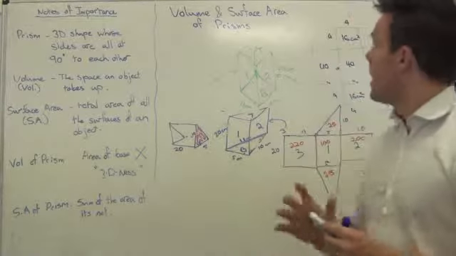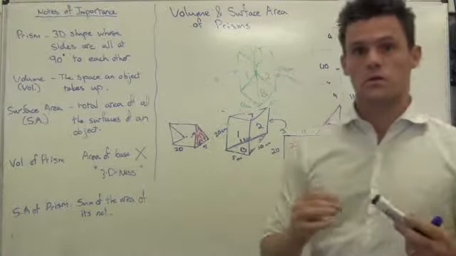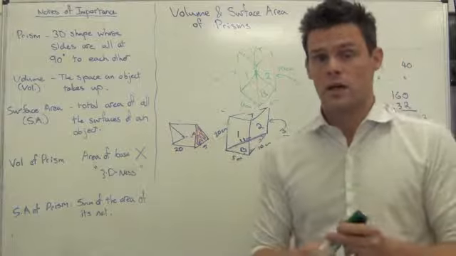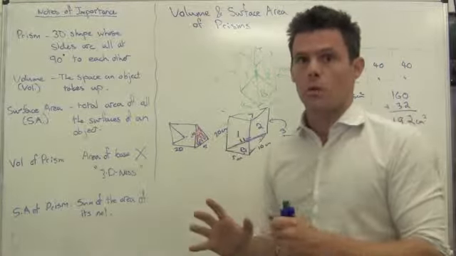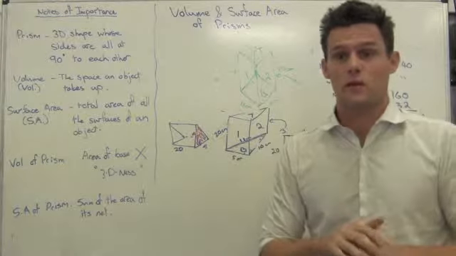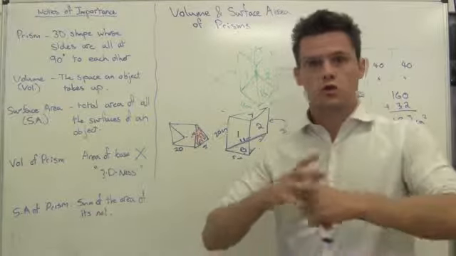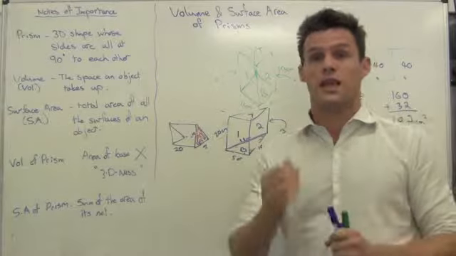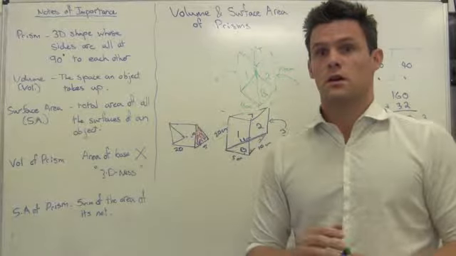Alright, so that is the volume and surface area of prisms. I hope that was informative. Please feel free to rewind, pause things, copy down what I've done on the board, see if you can work it out yourself, perhaps even set yourself your own questions, draw a shape, see if you can find a surface area and volume, take it to your teacher and see if it's correct.